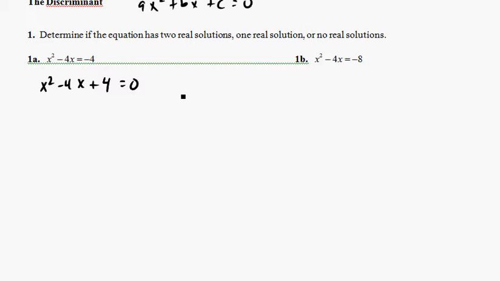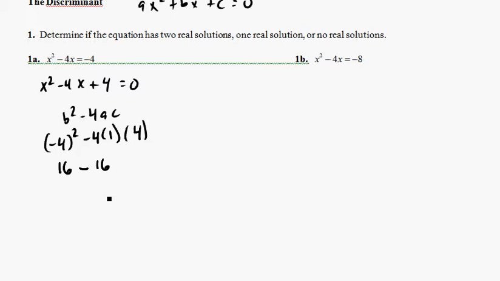Now, since we don't need to actually solve the equation, and we just want to determine the number of real solutions, we can simply consider the discriminant, b squared minus 4ac. So, in this case, the b is negative 4. The a is the coefficient of the x squared, which is 1, and c is 4. Negative 4 squared is 16, minus 4 times 1 times 4 is also 16, and 16 minus 16 is 0.